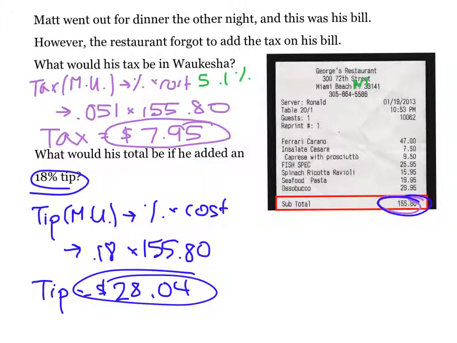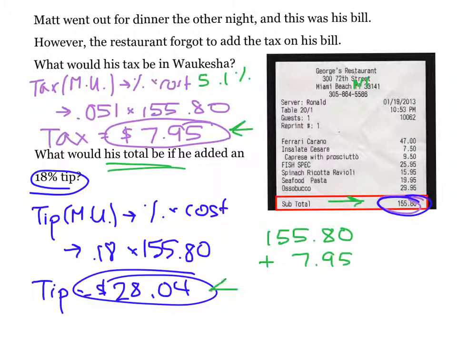But we're asking to find his total bill. So we have to take the subtotal, what he initially owed of $155.80. We have to add on our tax of $7.95 and our tip of $28.04. Altogether for dinner, it will cost us $191.49.